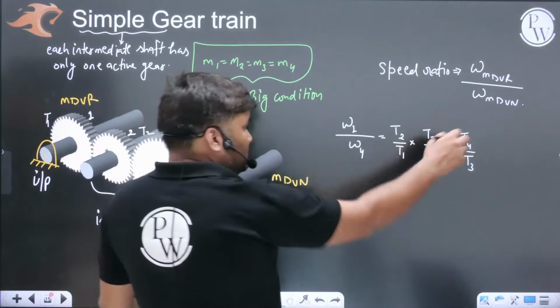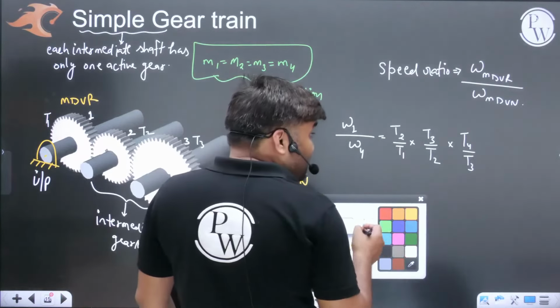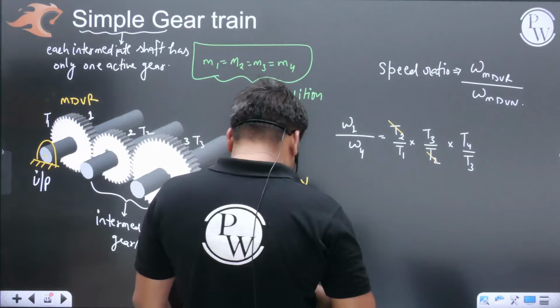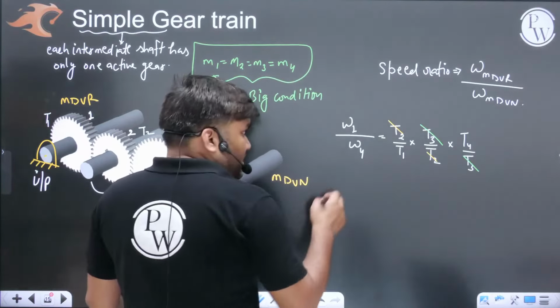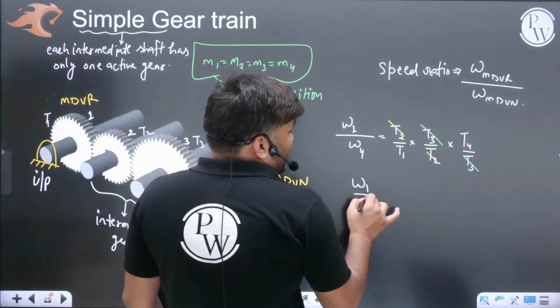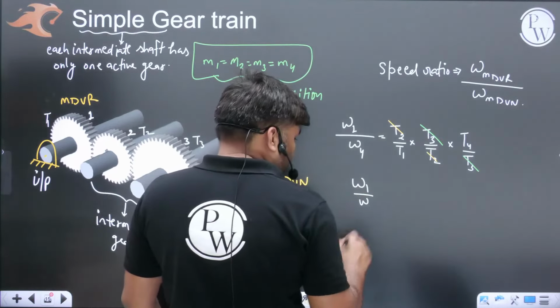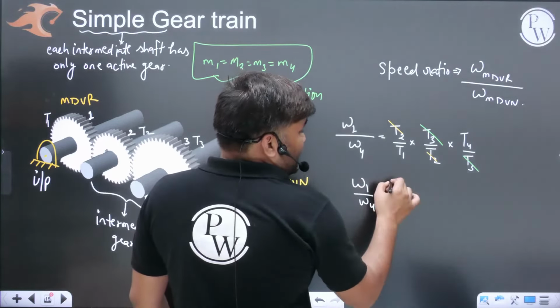ठीक है? अच्छा, few things are getting cancelled also. मेरे ख्याल से this T2 से T2 will get cancelled. T3 will get cancelled. क्या बचेगा? You will be left only with omega 1 by omega 4. अरे वाह सर, omega 1 by omega 4 is coming out to be T4 by T1.